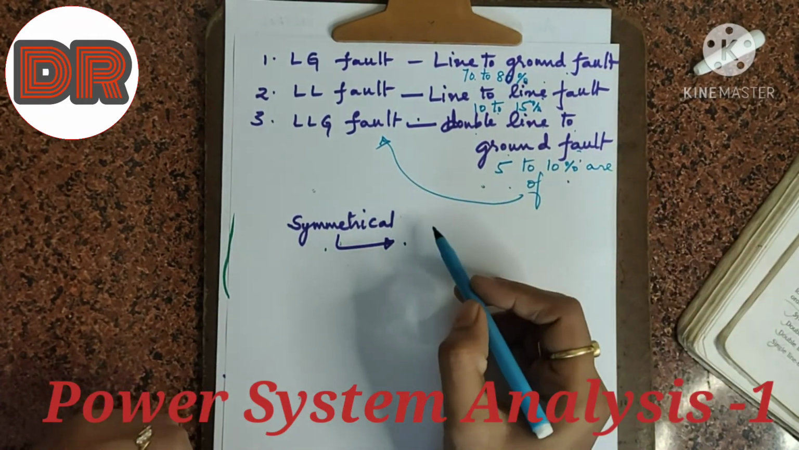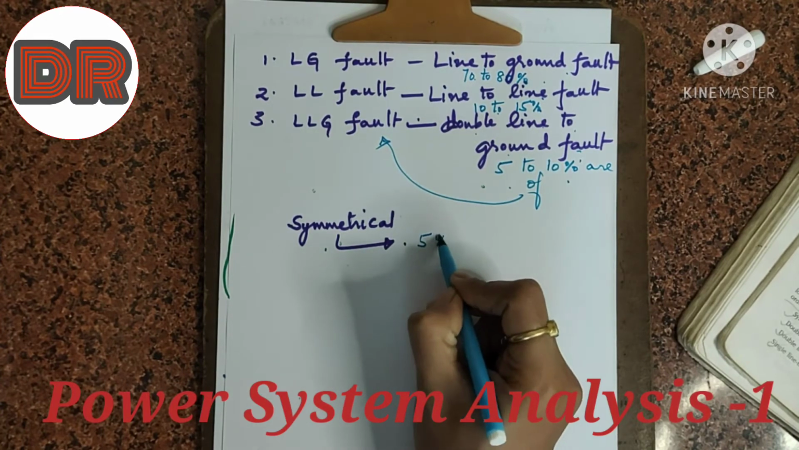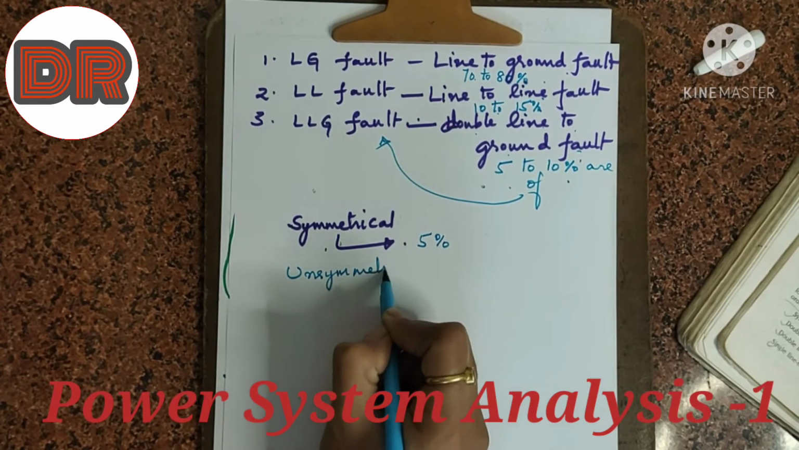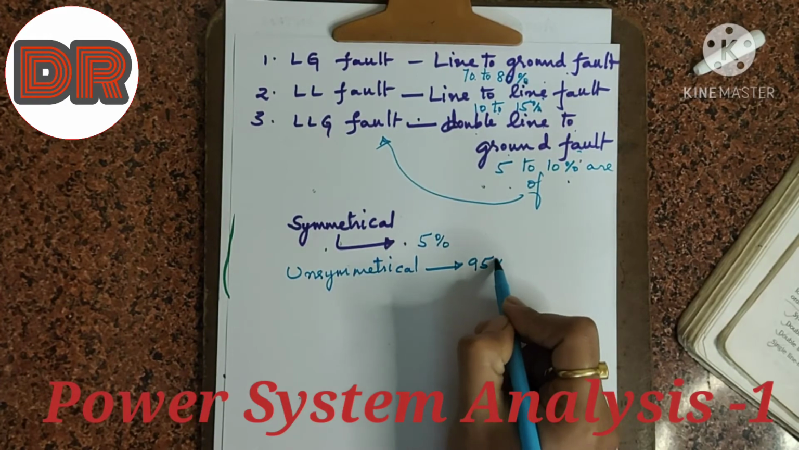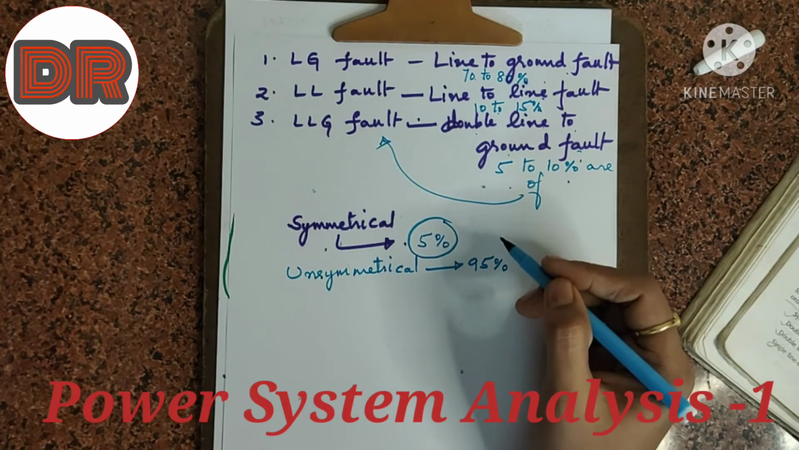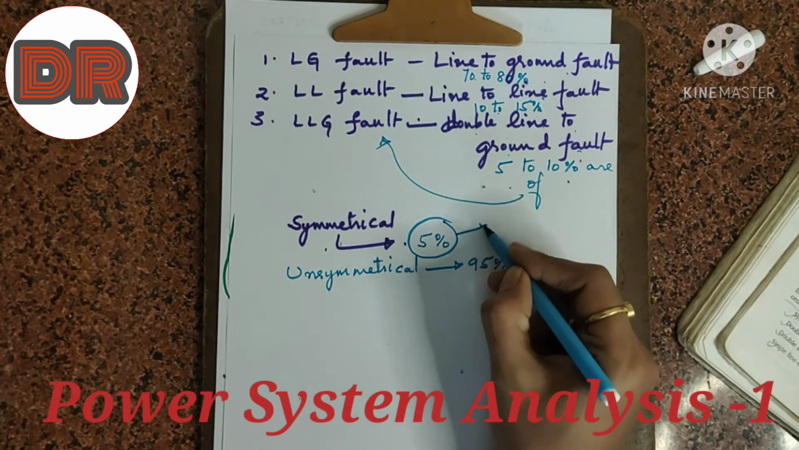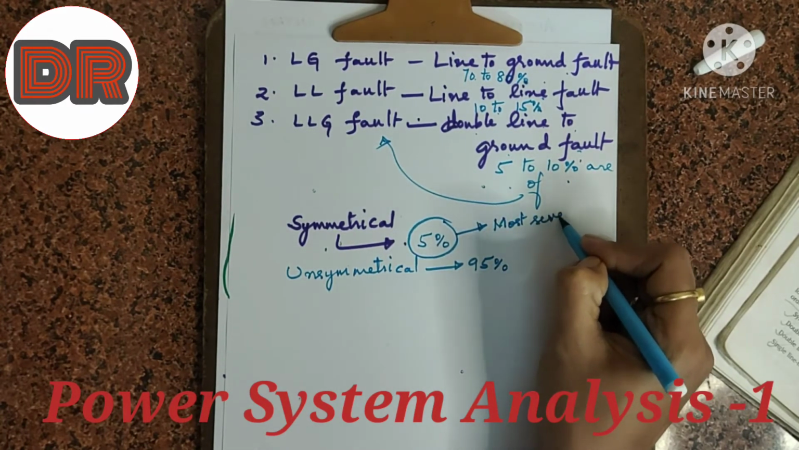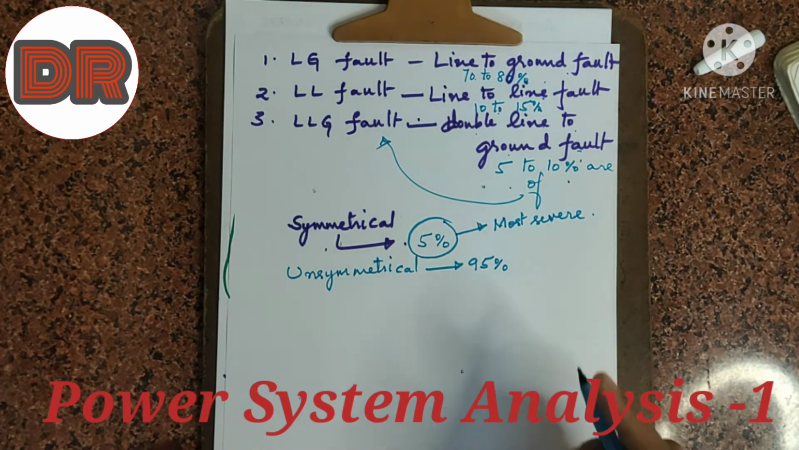Okay, and I said symmetrical faults are only around 5%, and unsymmetrical faults are around 95% of the total faults. Though this is a very small percentage, symmetrical faults are rarely occurring faults, but these are the most severe faults in the system. And all these impose heavy duty on circuit breakers.